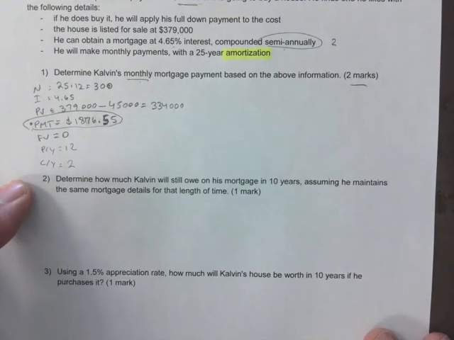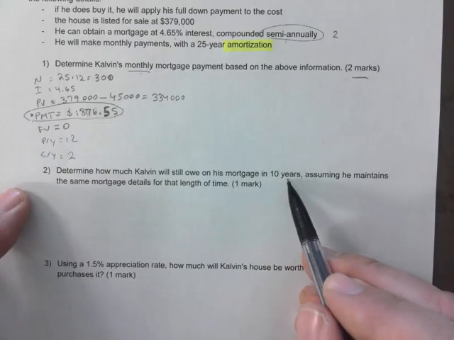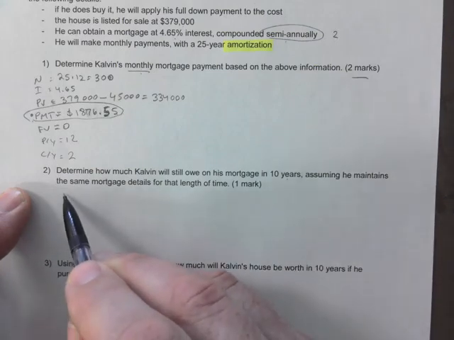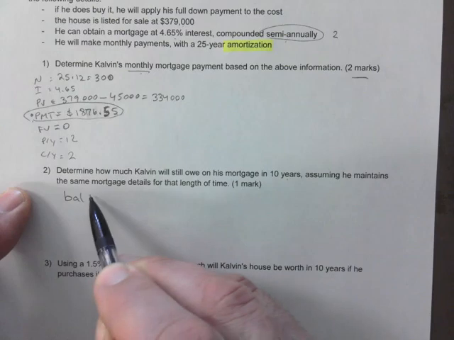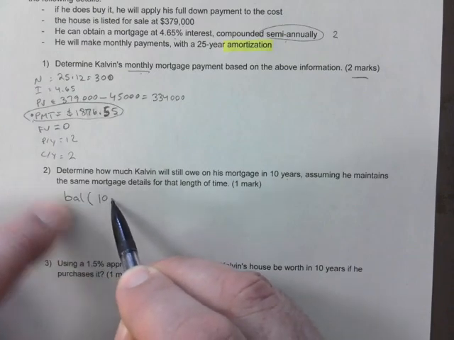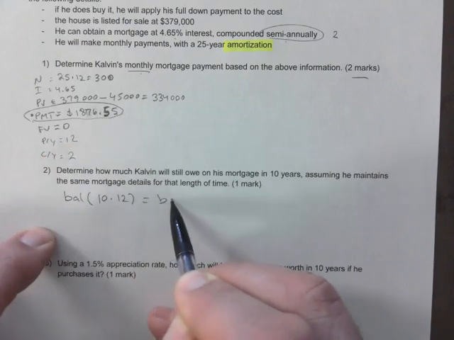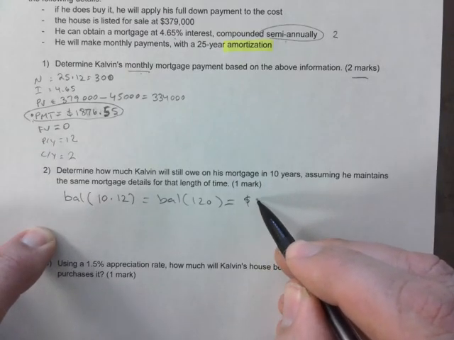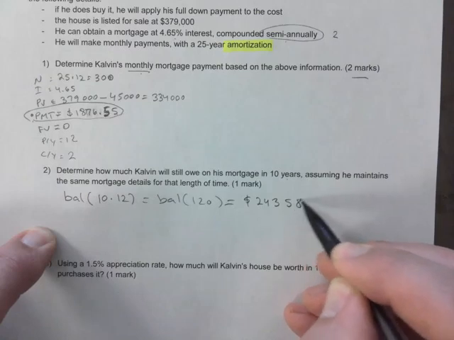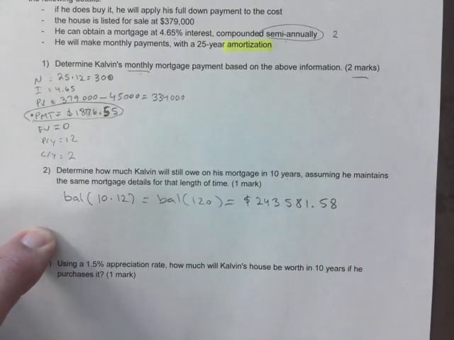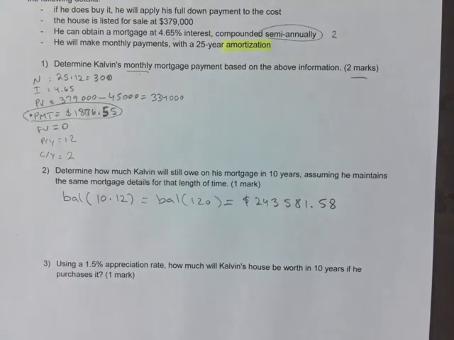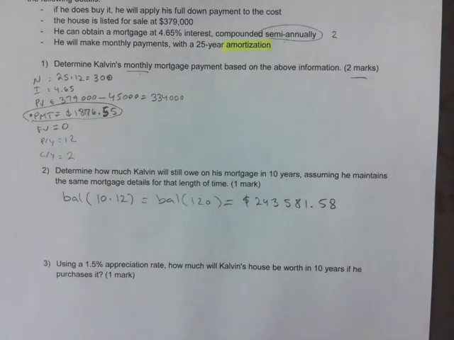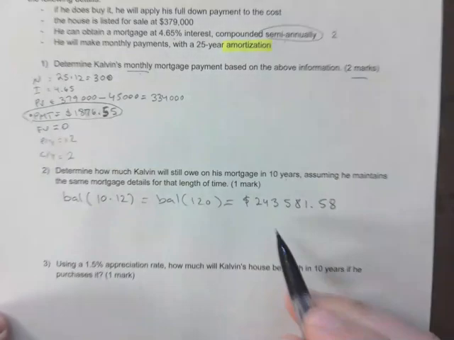Determine how much Calvin will still owe on his mortgage in 10 years, assuming that he maintains the same mortgage details. Okay, so in this case, how much is still being owed? You use balance, and this would be 10 times whatever is in your PY. So this is really balance of 120. Let's see if we're going to jive here. This is what I get. Yeah, so I must have copied it wrong earlier. So I'm just going to fix that here as well. 76. There we go. So that's your balance owing.